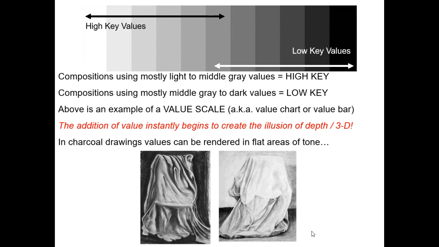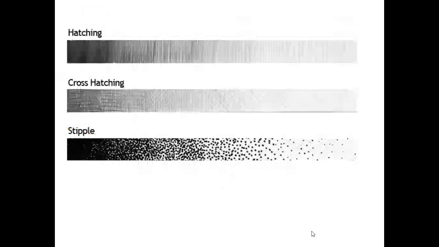You've got mostly middle to very dark grays and blacks on the left-hand drawing, so that would be a drawing that uses mostly low-key values, and the majority of the drawing on the right-hand side uses middle gray to very light, all the way up to white value, so that image would make use of more high-key values.